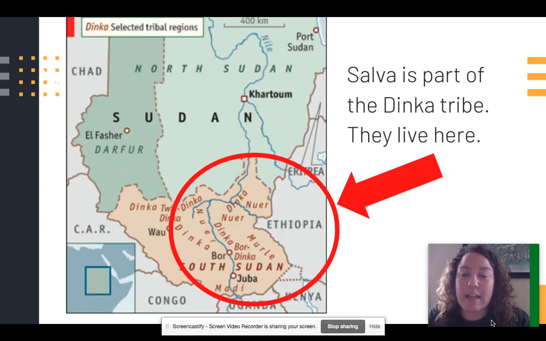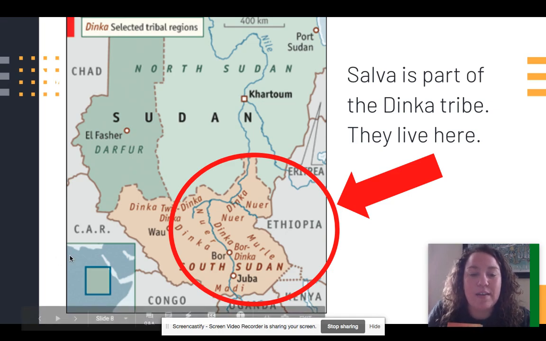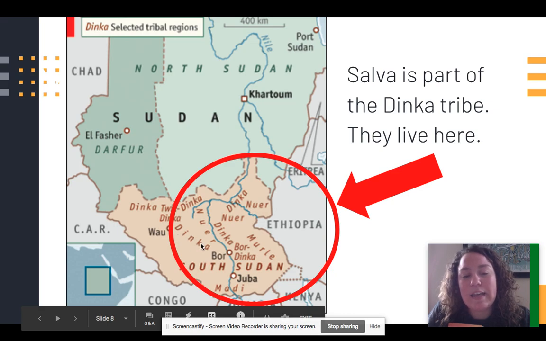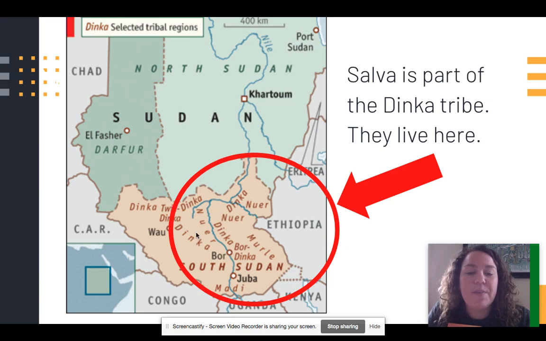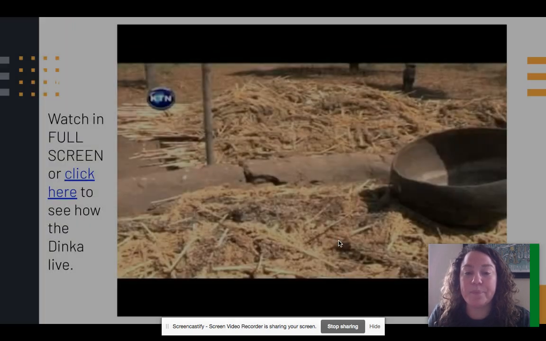So Salva is part of the Dinka tribe. Here's a map of Sudan, which is one of the biggest countries in Africa. And the southern part of Sudan actually became its own country in 2010, but that was after Salva was born. So this circle shows you the southern part of Sudan. You can see that it says Dinka here and Nuer. Those are different tribes in Sudan, and we know that Salva is part of the Dinka tribe.